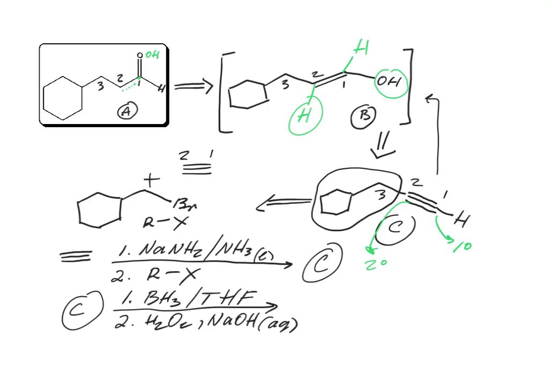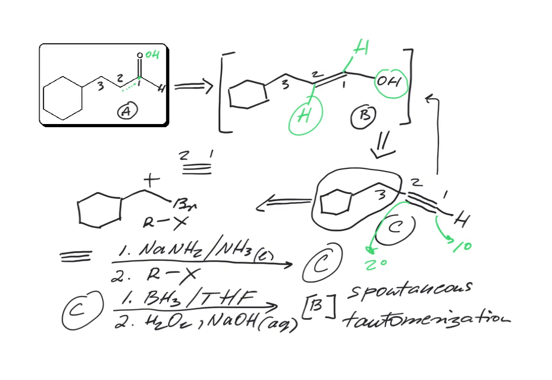This will give me enol tautomer B, and this intermediate will spontaneously tautomerize to the corresponding carbonyl, which in our case is the aldehyde. And this equilibrium lies heavily on the side of the carbonyl.